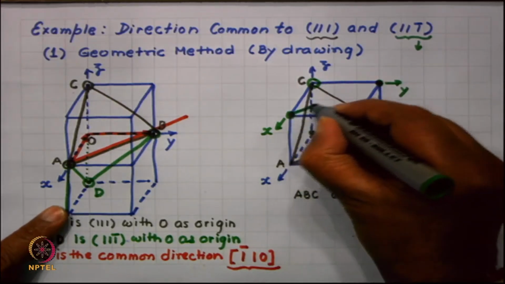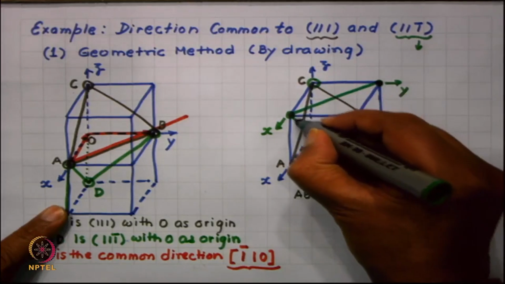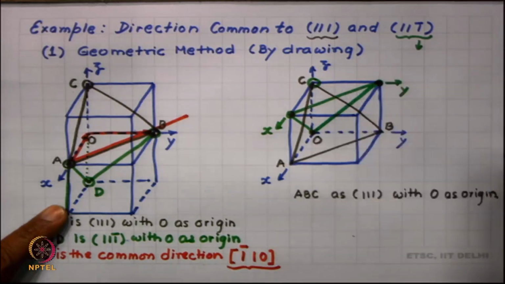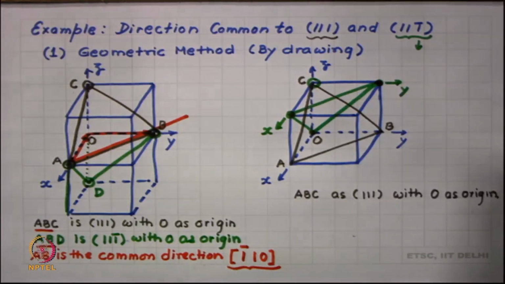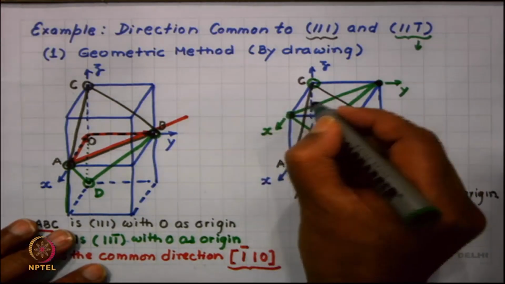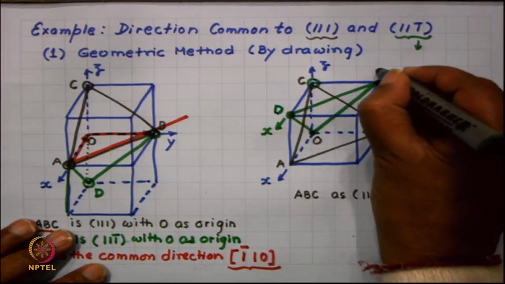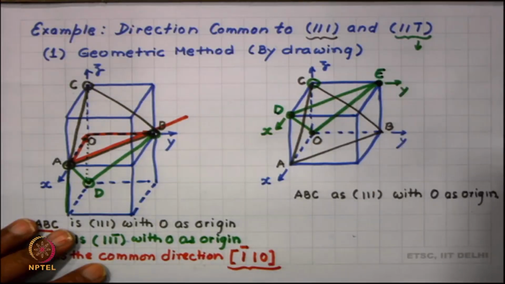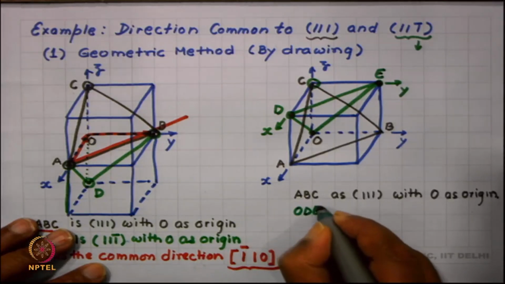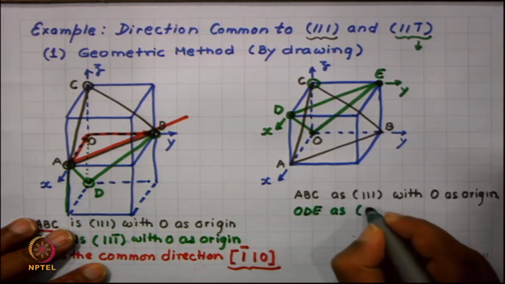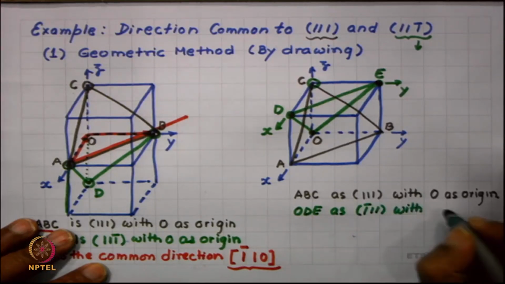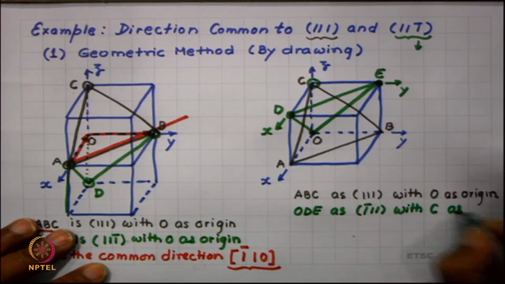So, now the new representation of the same 1 1 bar 1 plane in my drawing will be like this. So, let me call this now D and E. So, ODE I have drawn as bar 1 1 1. Now, the origin is shifted with C as origin.